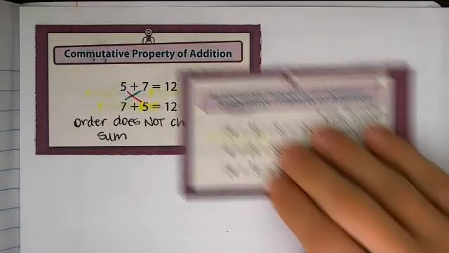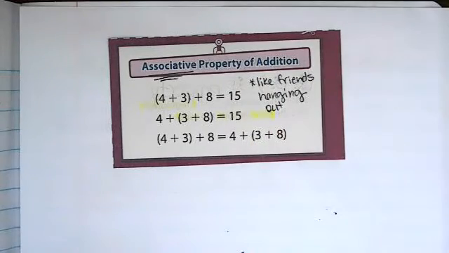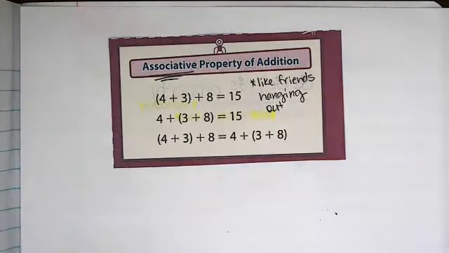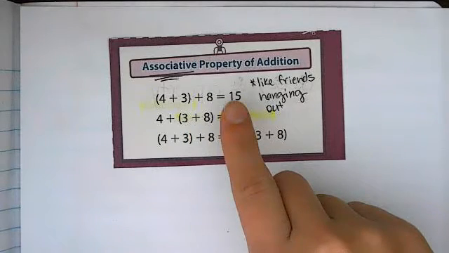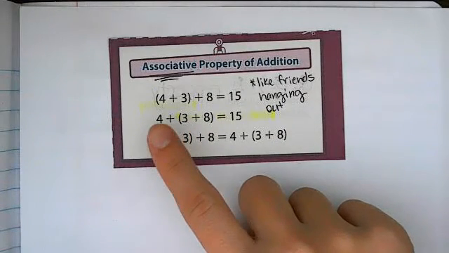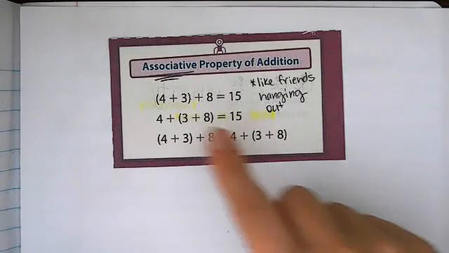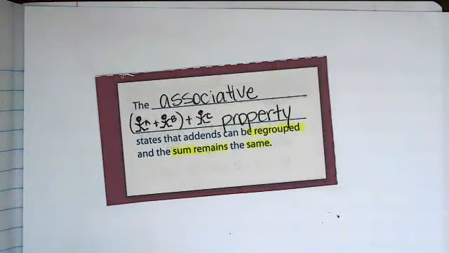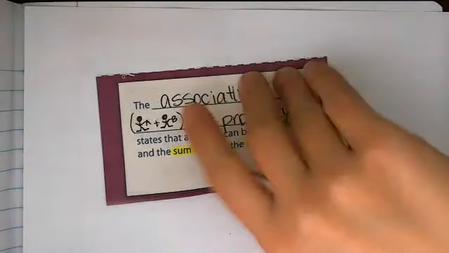Then we have the associative property. The associative property is kind of like friends hanging out. That was the example that I gave. At first, the 4 and the 3 are hanging out, and then the 8 comes later, and then the answer is 15. Or you can have the 8 and the 3 hanging out first, then you add the 4 in, and your answer is still 15. Either way, your answer is 15. So the associative property states that addends can be regrouped and the sum remains the same. So it has like friend A and B and then friend C comes later, or you can flip that around.